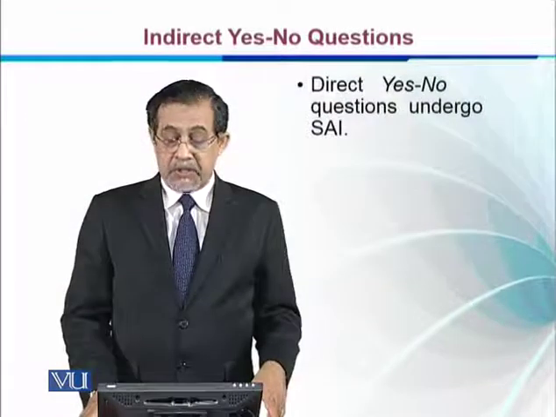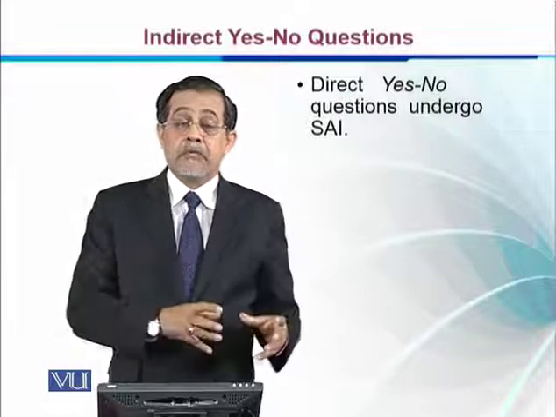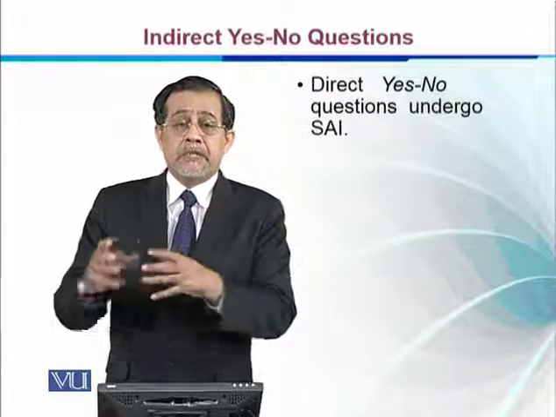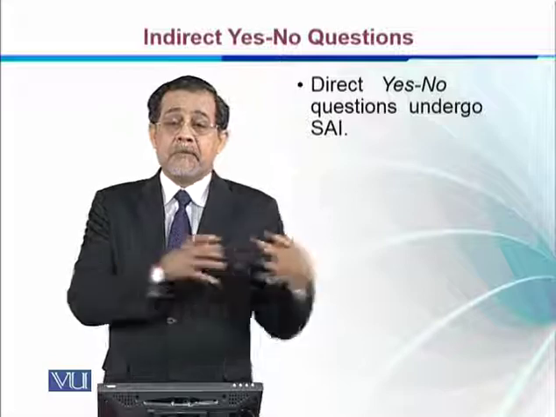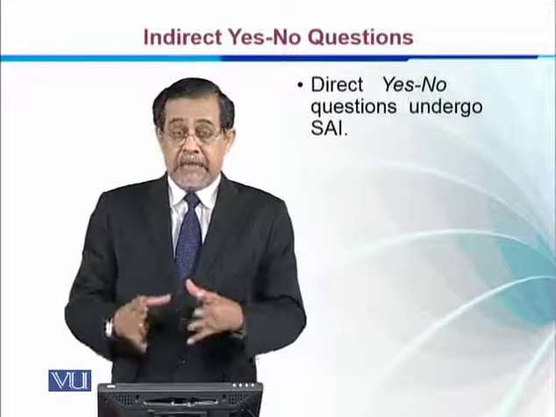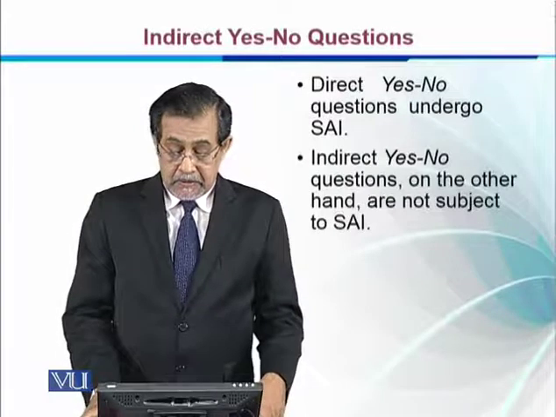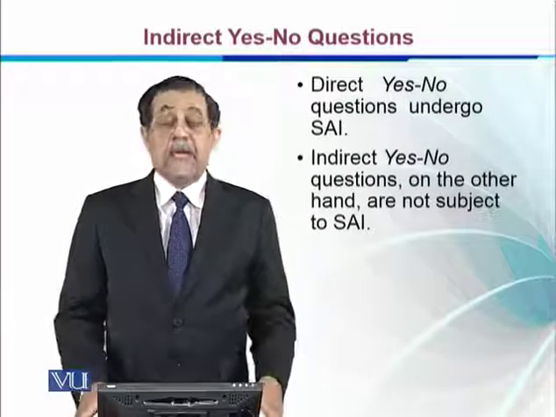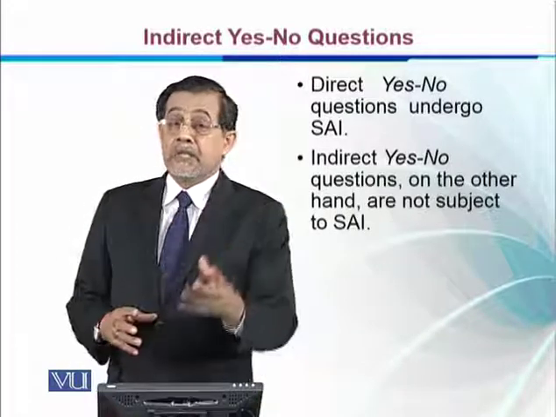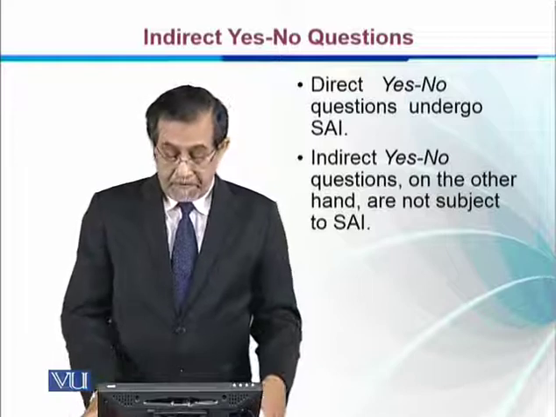Direct yes-no questions undergo SAI. I mean, the auxiliary is brought to the initial position and the subject moves to the second. For example, he is a teacher: the auxiliary is comes to the first place, and this sentence becomes, is he a teacher? Whereas in indirect yes-no questions, this does not happen. Indirect yes-no questions, on the other hand, are not subject to SAI, meaning they are not influenced by this phenomenon.